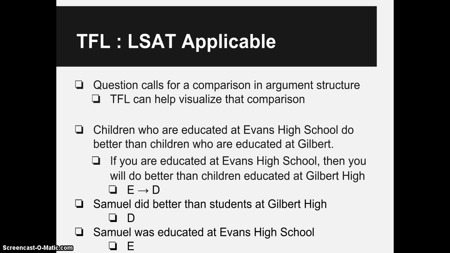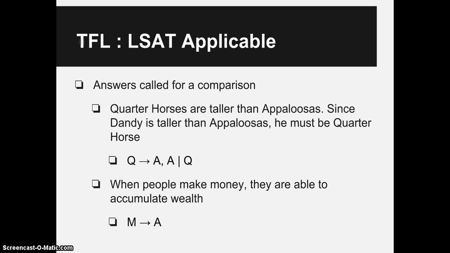Children who are educated at Evans High School do better than children who are educated at Gilbert High School. That naturally follows to: if you are educated at Evans High School, then you will do better than children educated at Gilbert High School. If E, then D. Samuel did better than children at Gilbert High School: D. Samuel's educated at Evans High School: E. Okay, and so taking a look at the answers, we're trying to see which one of these argument structures most closely parallels the original question's flawed one.